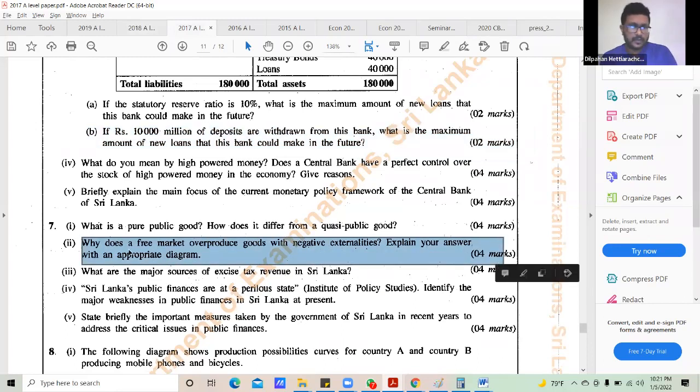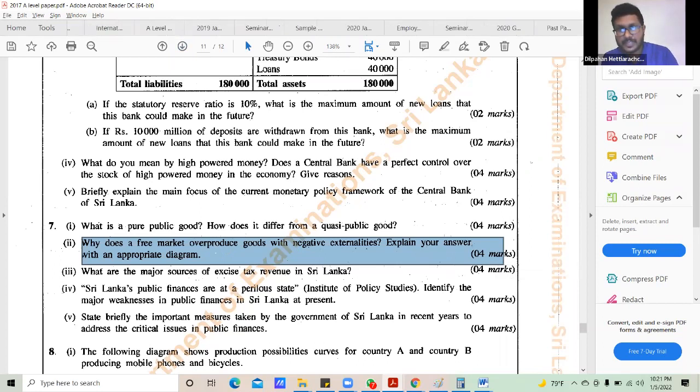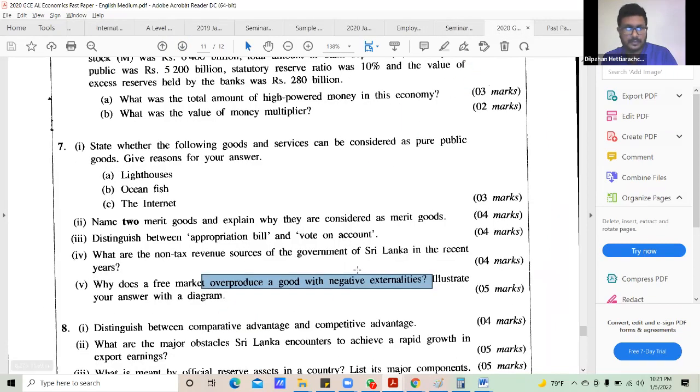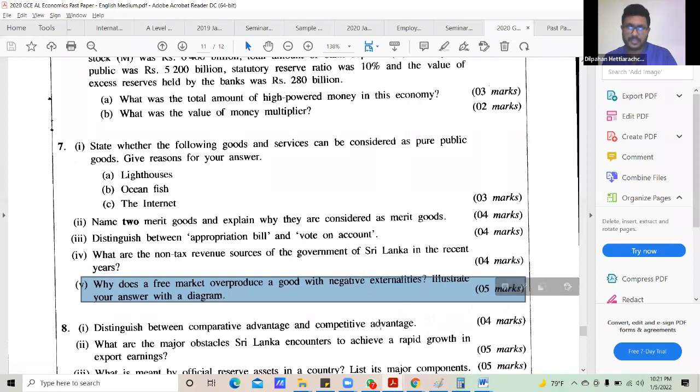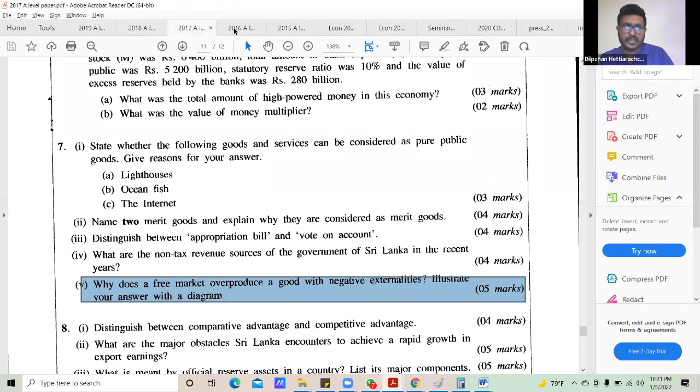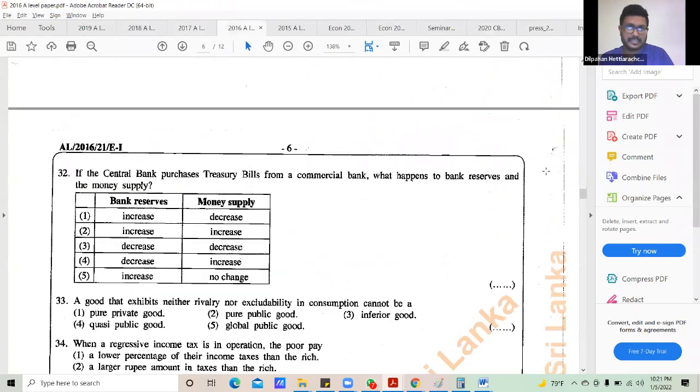So once again, look at this. Why does a free market overproduce with negative externality? Explain your answer with an appropriate diagram. What is this, the 2017 paper? Right? The exact same question, copied and pasted in 2020 also. Can't you understand the importance of doing past papers? Right? Copying and pasting, that's what they are doing from 2017 to 2020. So make sure you practice these papers. So in 2017, they asked the same question, and 2016, let me check.